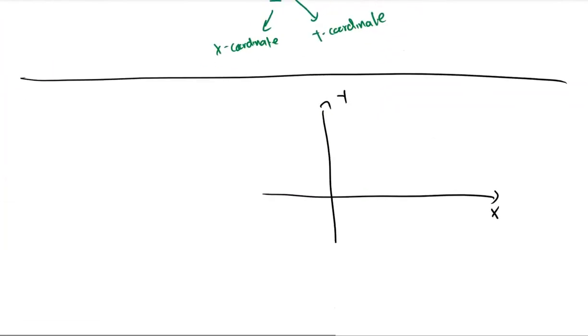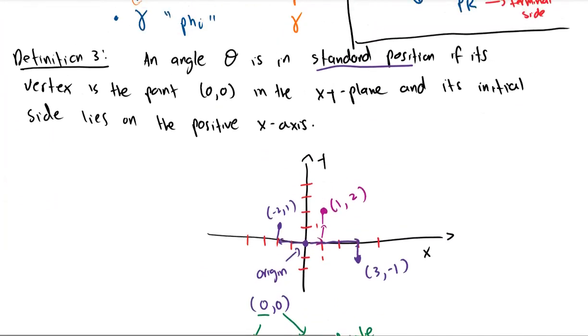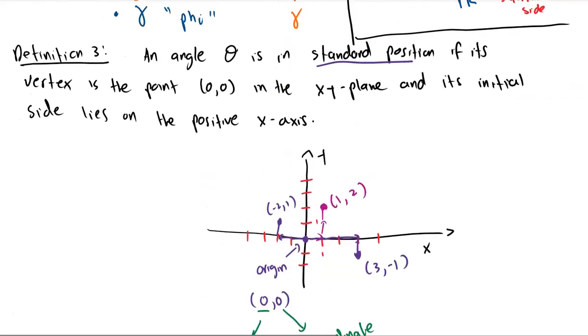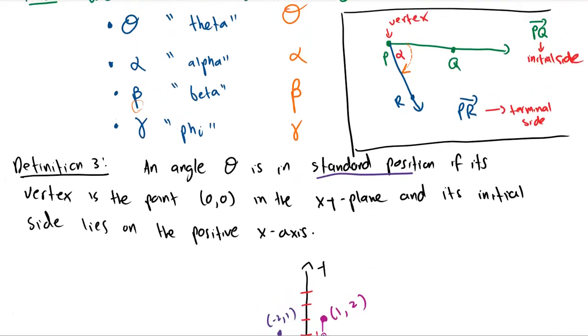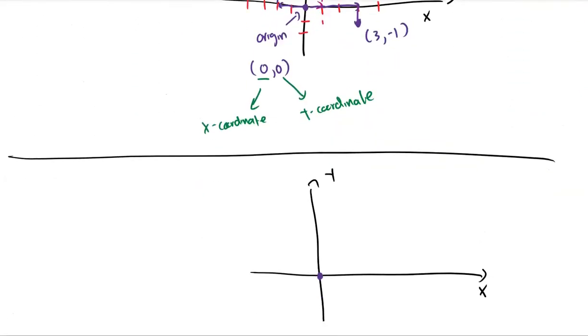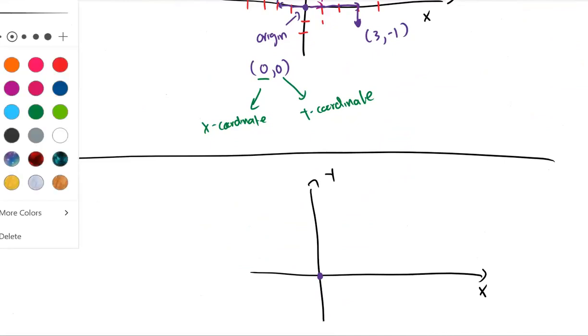So let's say I want to draw an angle in standard position. Right? So how can I do that? Well, based on the definition here, I want the vertex of the angle to be at the origin. Right? So I know that the vertex of the angle is going to be here. Remember, the origin is where the x-axis and the y-axis cross. The other condition that we need is that the initial side of the angle starts on the positive x-axis. Right? So this angle is going to have an initial side and a terminal side. So just make sure that the initial side is on the positive x-axis.